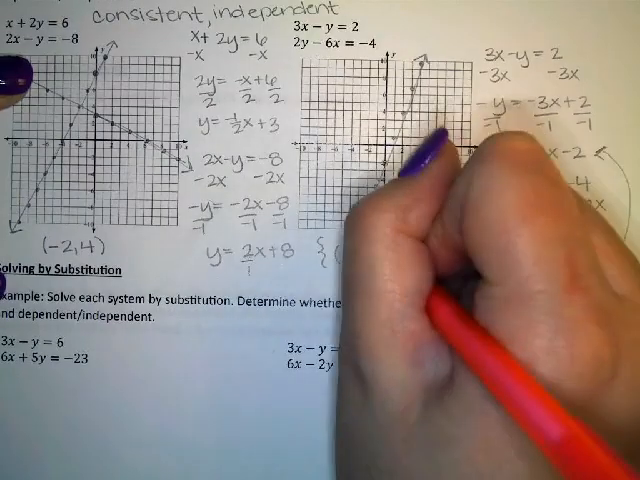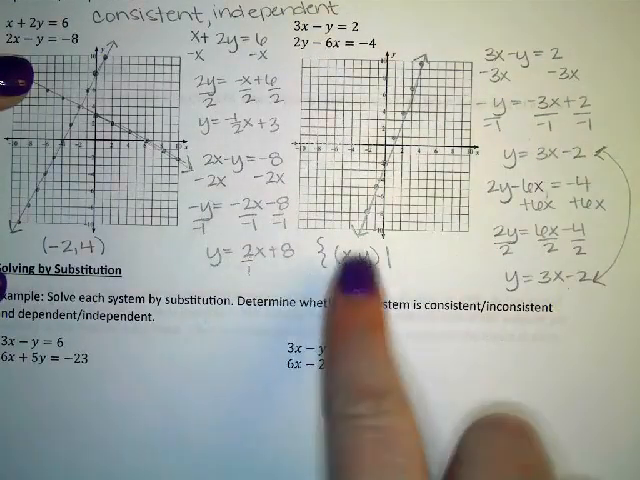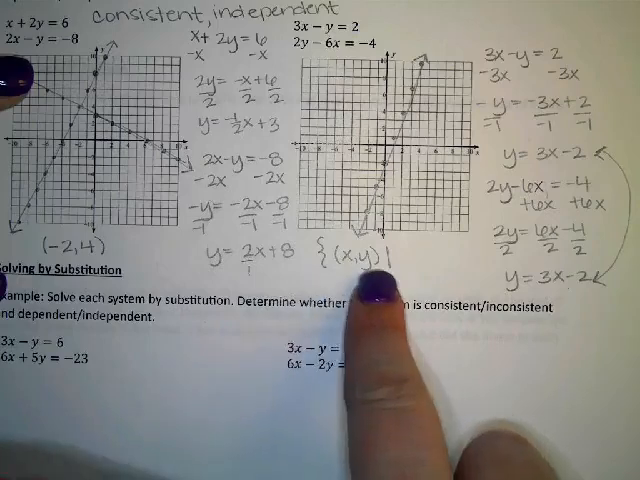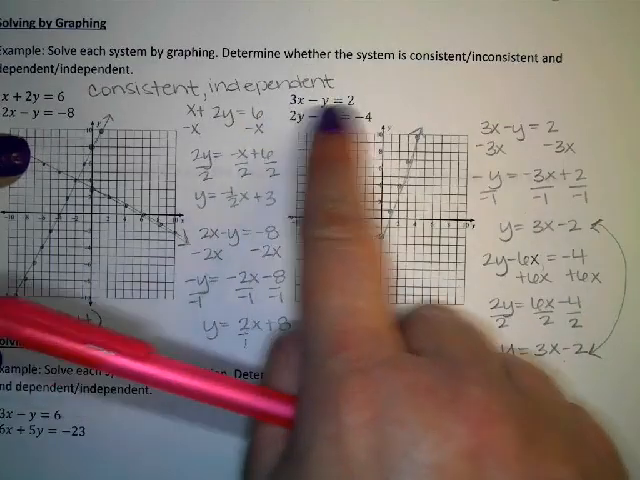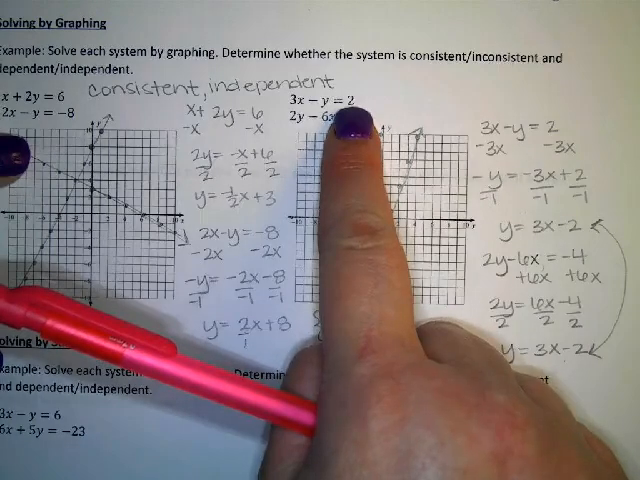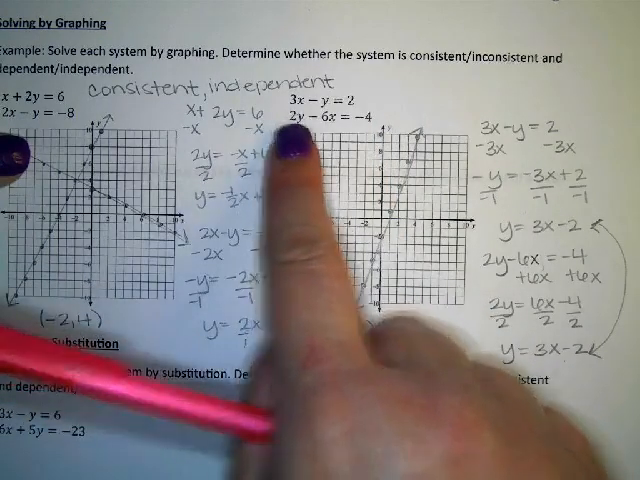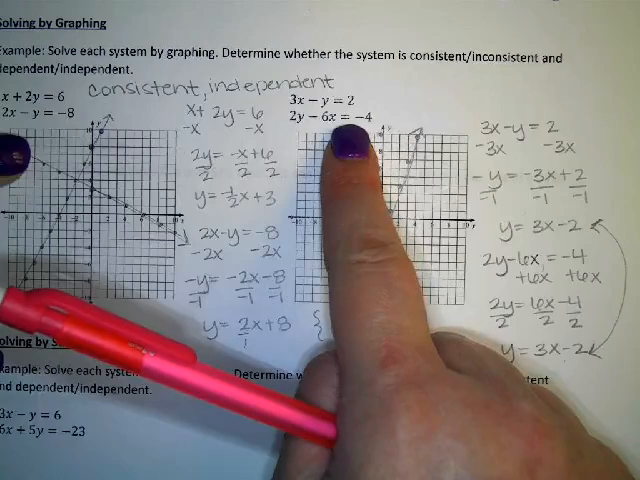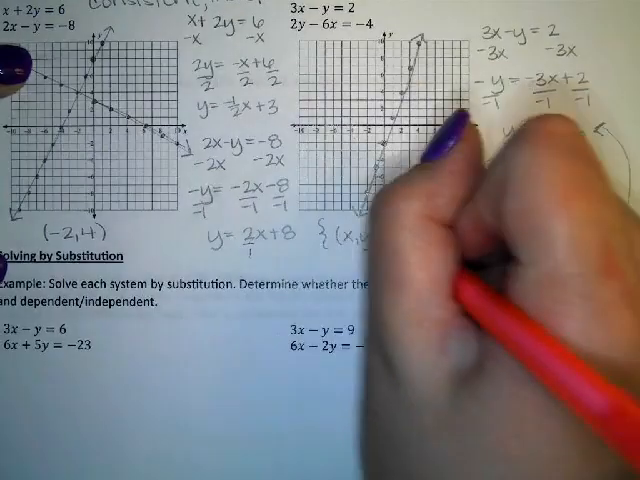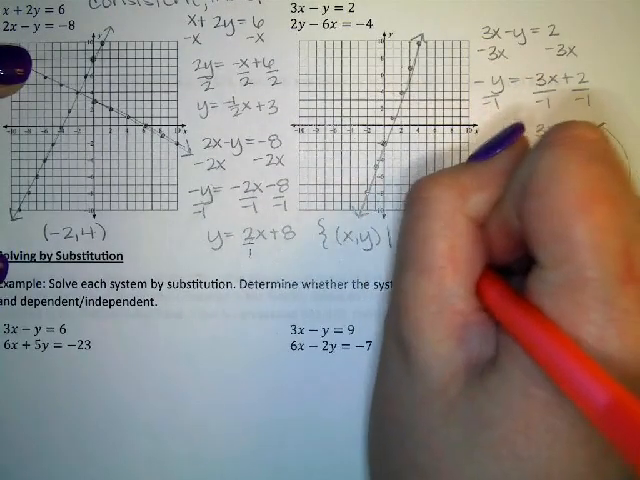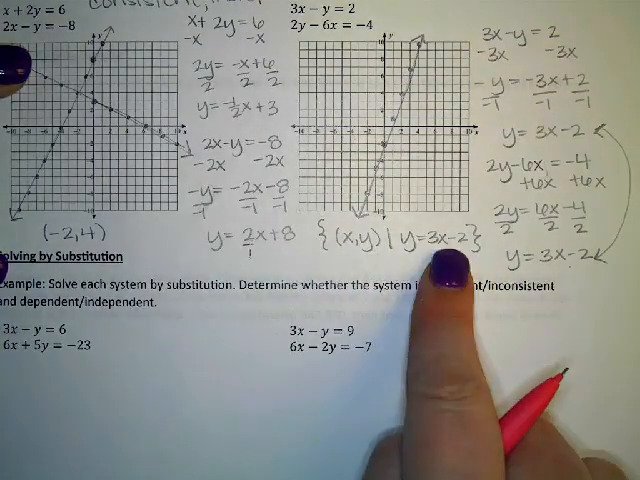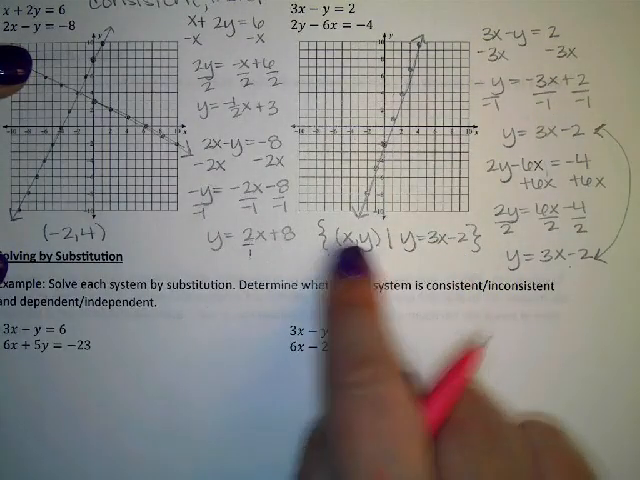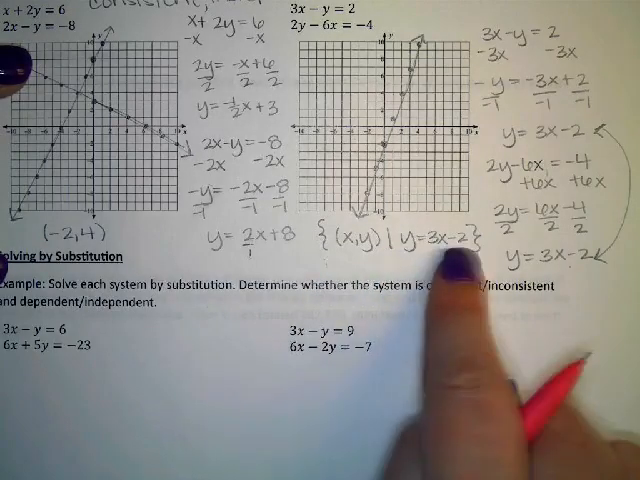My solution set is saying any xy coordinate such that you're satisfying the equation 3x minus y equals 2, or you're satisfying the equation 2y minus 6x equals negative 4, or you're satisfying the equation y equals 3x minus 2. It doesn't matter which one you put, all of them should work, but any coordinate such that this equation is being satisfied, that's our solution.